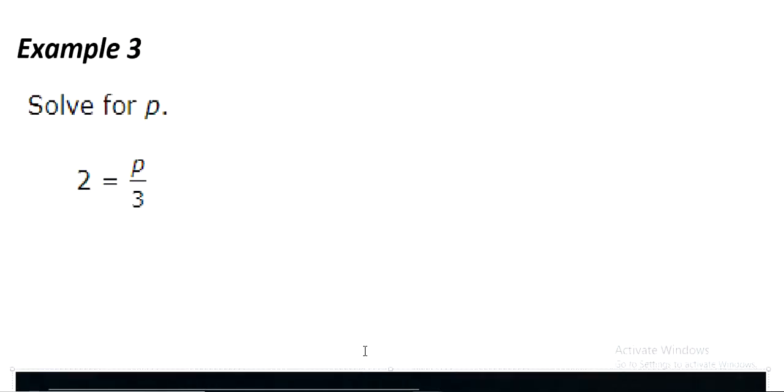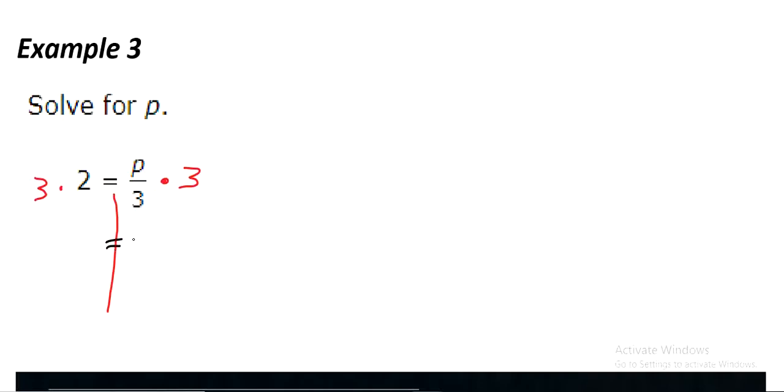So right here, solve for p. We have 2 equals p over 3. Let's go ahead. So I want to get p alone. I have to move this 3 then. Well, what's the opposite of division? Because this fraction bar represents division. The opposite of division is multiplication. So I'm going to multiply each side by 3.